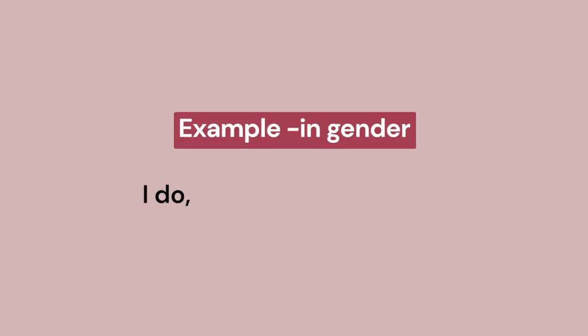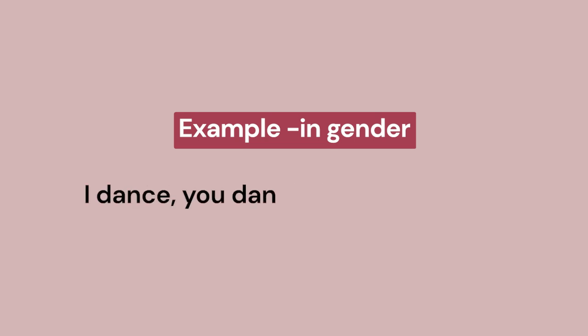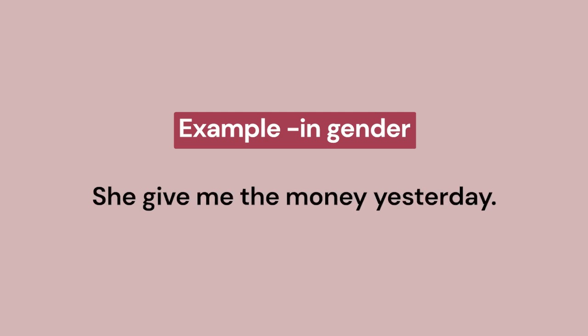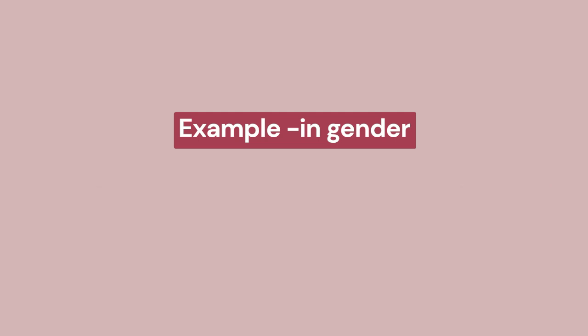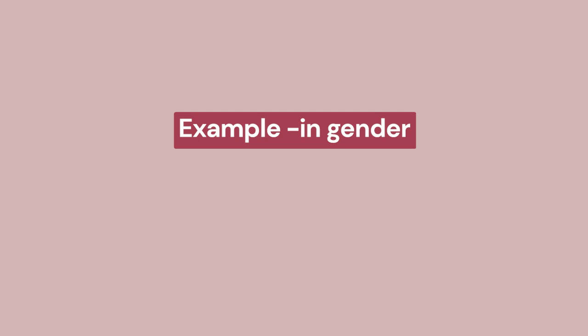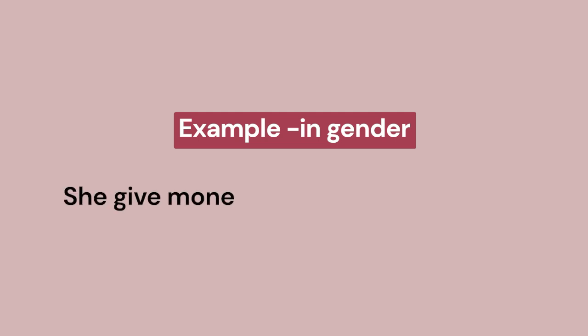Now let's look at how it agrees in gender. It agrees in gender when we look at the conjugations of the personal pronouns. That's why we say, I do, you do, he or she does. You say, I dance, you dance, he or she dances. I give, you give, he or she gives. You cannot say, she gave me the money yesterday. You rather say, she gave me the money. But if you want to use it in present tense, you say, she gives money to beggars every day. Not, she give money to beggars.